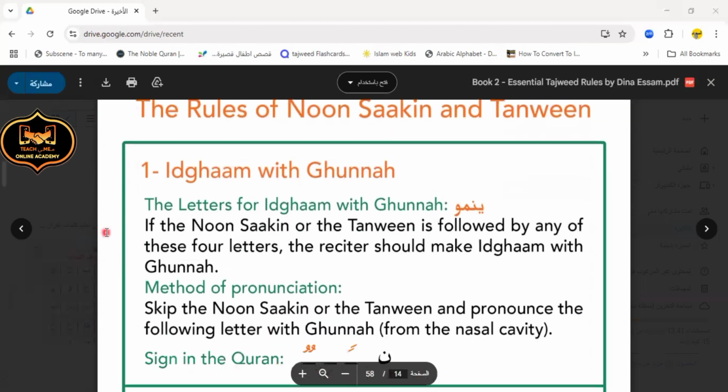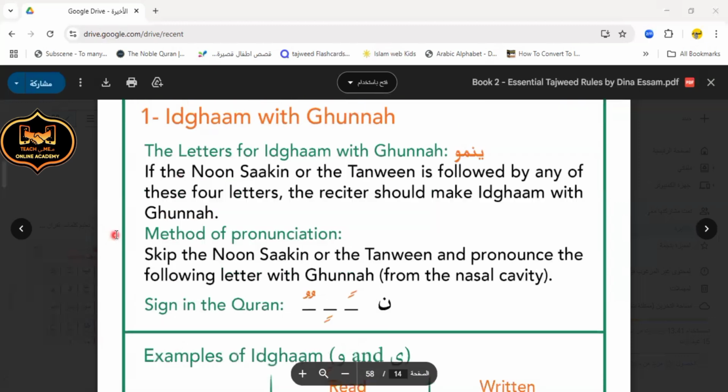We said before we have 6 letters for idgham: ya, ra, mim, lam, waw, and noon. We have 4 from these 6 letters for idgham with ghunnah. We can collect them in the word yanmu, and for kids, so they can remember, Nemo. Nemo is a cartoon character. So ya, noon, mim, and waw, these 4 letters are for idgham with ghunnah. And the last 2 letters are for idgham without ghunnah. We will talk about them inshallah next.